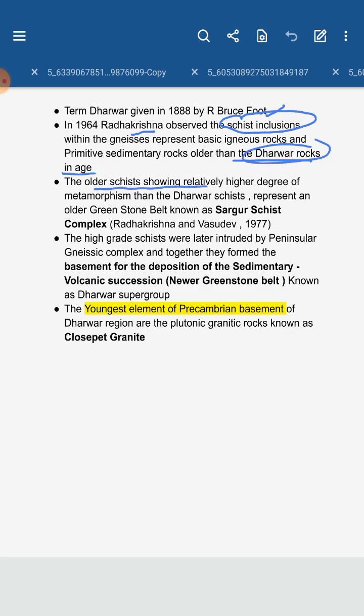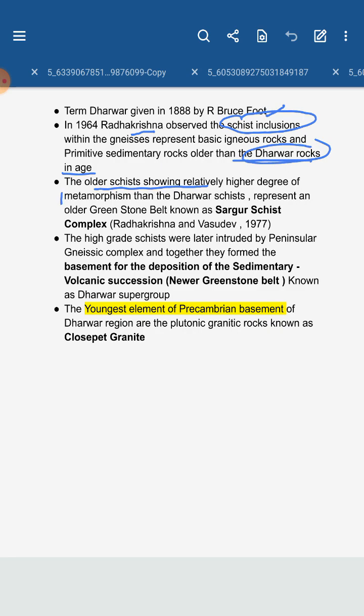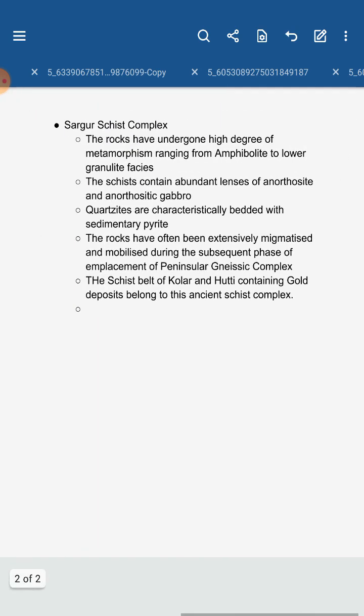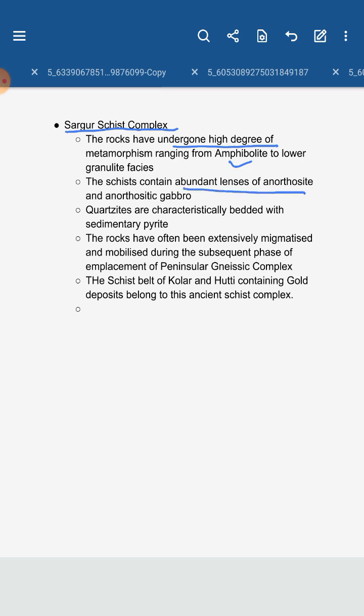Those older schist rock were relatively high degree of metamorphosis. So what those schist rocks were called? These were called Sargur schist. So we'll see about Sargur schist. So the Sargur schist are highly metamorphosed rock, and the metamorphism is ranging from amphibolite to lower granulite phases. The schist contains abundant bands of anorthosite and anorthositic gabbro.